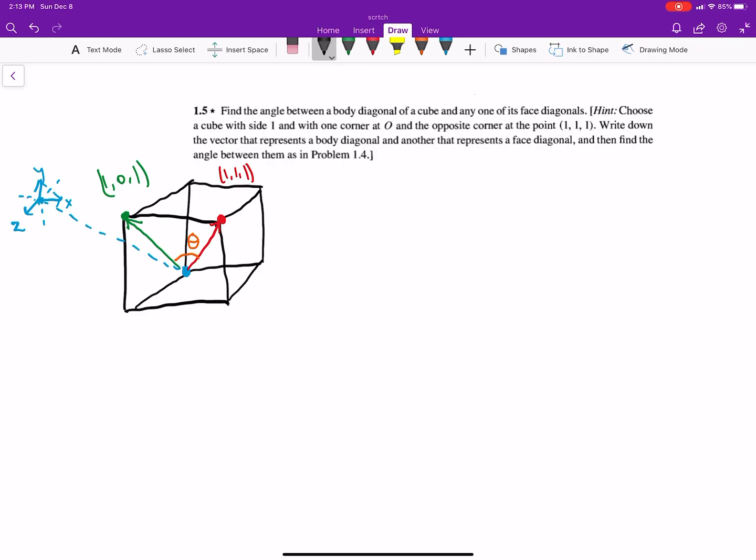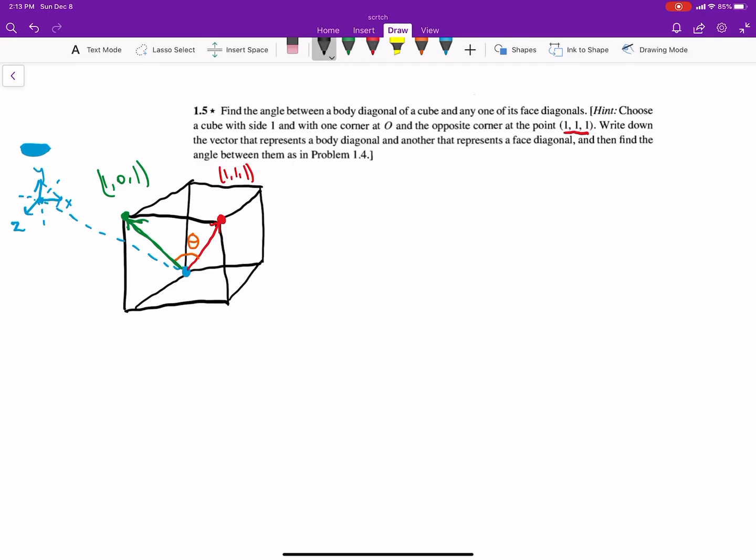So this one says, find the angle between a body diagonal of a cube and any of its face diagonals. And then the hint says, choose a cube with side 1, so this is a unit cube, with a corner at the origin. That's what I drew here in blue. And the opposite corner, 1, 1, 1, which is this red one. It's all the way across. That's this. Write down the vector that represents a body diagonal, and another that represents the face diagonal, and then the angle between them as in the previous problem. And that one is this green bit. I just put it over here.